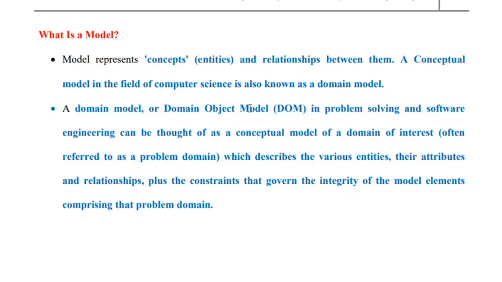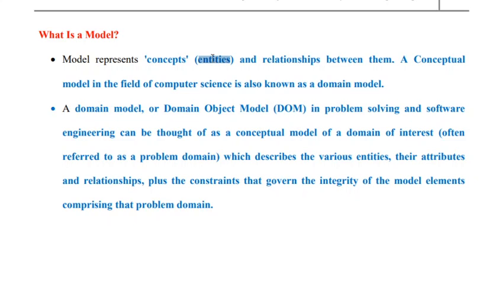So, in today's class, we are going to discuss what is a model, what is modeling, and why is a model required. A model is basically a representation of concepts and the relationships between them. By concepts, we are referring to entities. For example, consider: teacher teaches a student. Here teacher and student are both entities, and they are related by the fact that a teacher teaches a student. So here, teaches is the semantics.